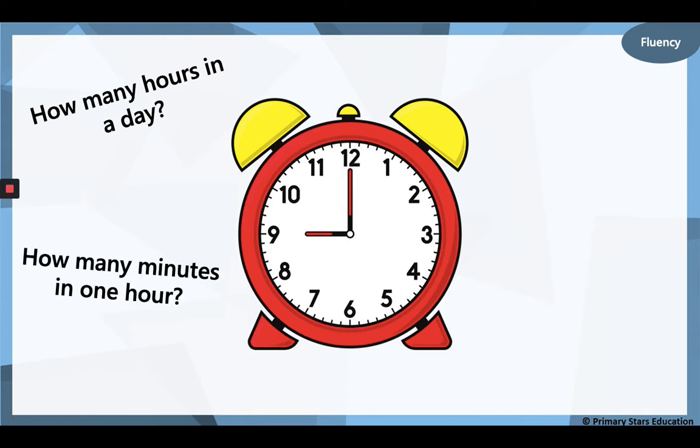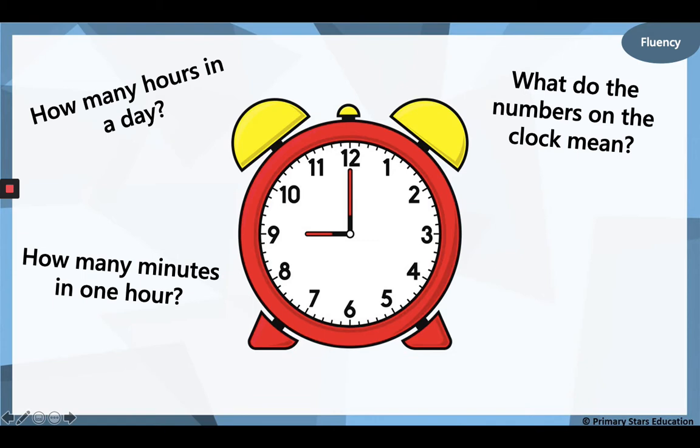How many minutes in 1 hour? Good, it's 60. This minute hand goes around the clock all the way round, and when it gets all the way round, it's been round 60 minutes. 60 minutes pass. What do the numbers on the clock mean? We know that the hour hand is the shorthand and it counts around the clock in ones, and that's every hour. So these are the hours.